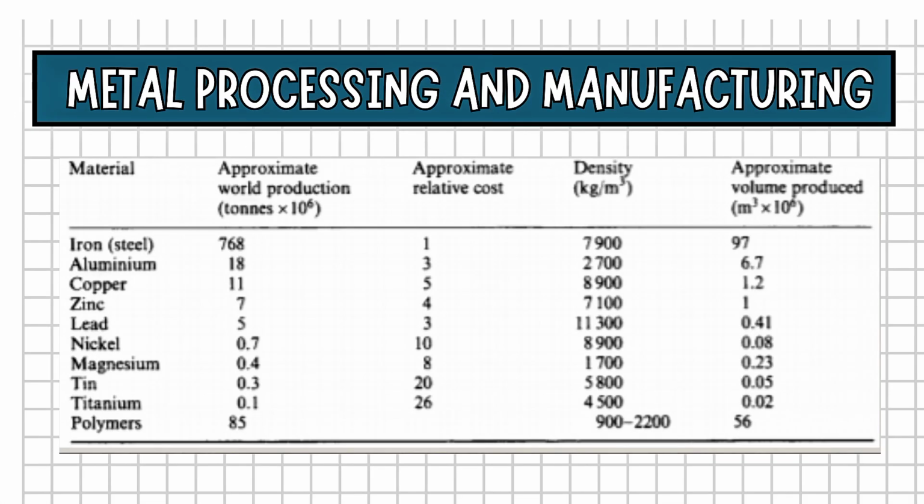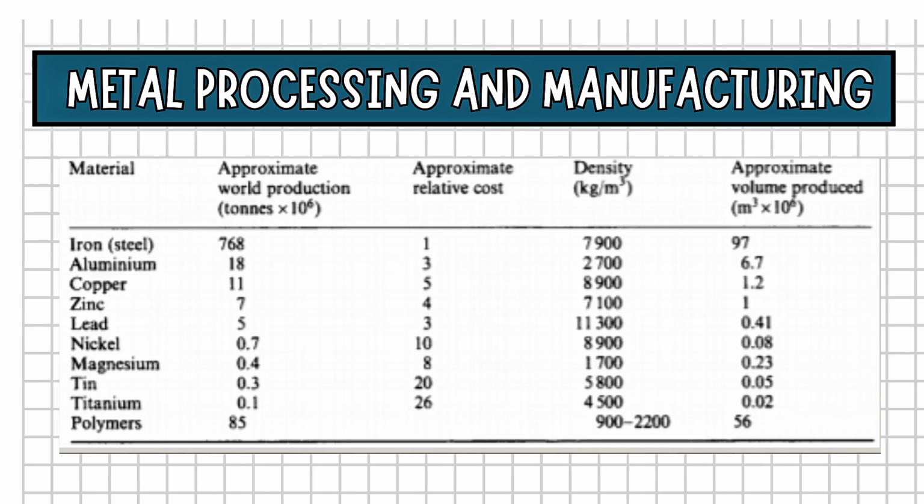Metal processing and manufacturing. As makita nato sa picture, table 1.1, this table shows various materials used in manufacturing and compares them based on production volume, cost, and density. The first column is material. This column lists the types of material such as iron, steel, aluminum, copper, zinc, lead, nickel, magnesium, tin, titanium, and polymers. Next column is approximate world production, tons times 10 raised to the power of 6. This indicates the annual global production quantity of each material, measured in millions of tons.